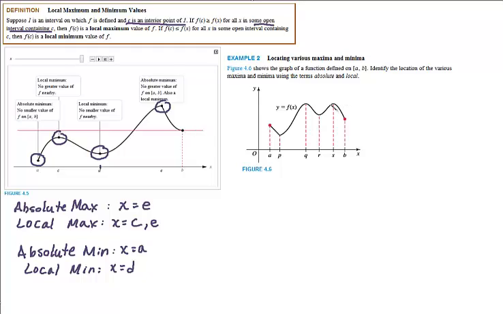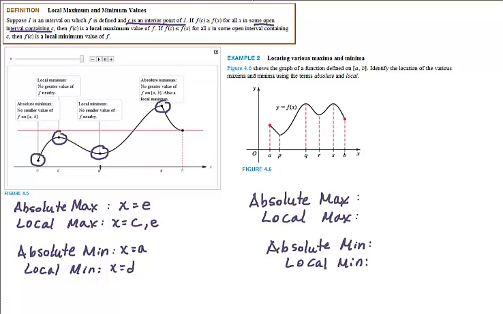Let's look at example 2, and we'll make our same list again. Let's look at some of these points. I see that right there at P, x equals P, I have a local min. It's also the absolute min, isn't it? At R, I have another local min.